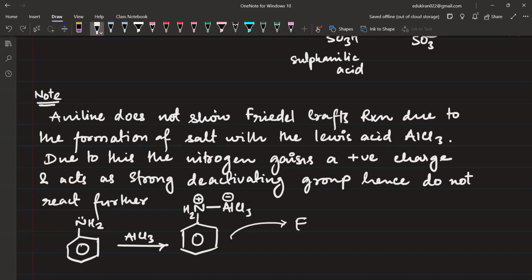Its attack on an electrophile is very difficult. Why? Because the benzene ring does not have an adequate amount of electron density. So write this down.